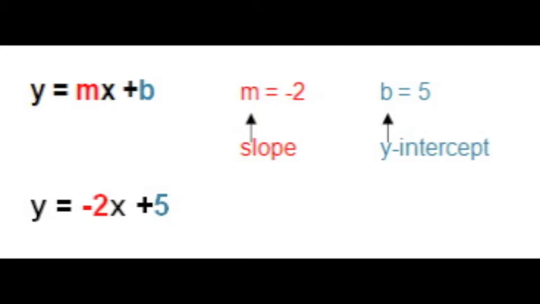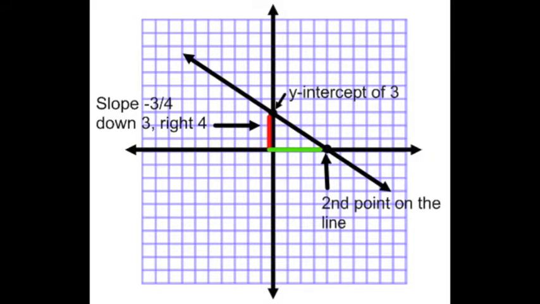When given a graphed line, you'll be asked to identify both the y-intercept, which is b, and the slope, which is m. Here, the y-intercept is 5, slope is -2, so you would write the equation as y equals -2x plus 5. By looking at this line, we see that the y-intercept is 3. That is, it goes through the y-axis at 0, 3.